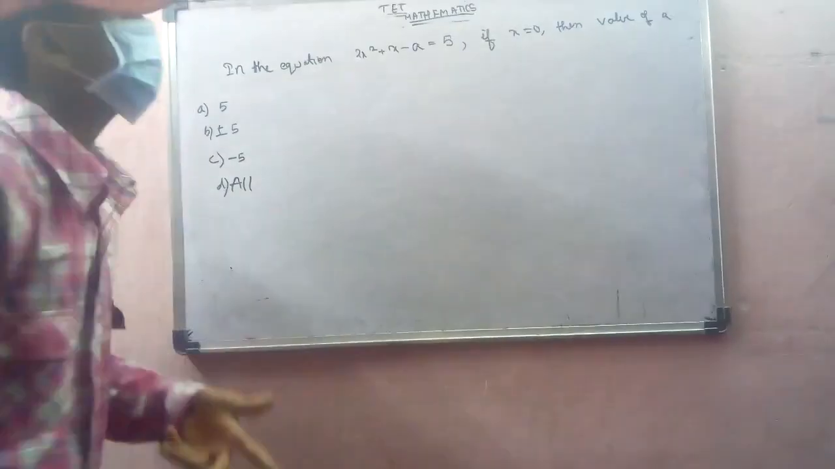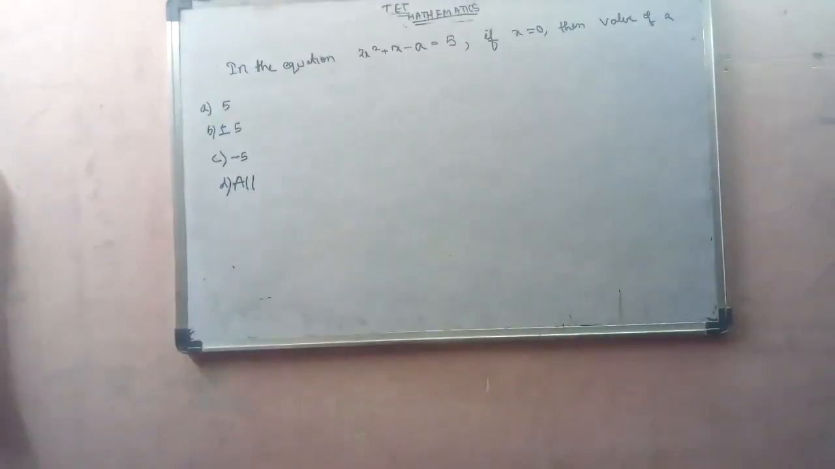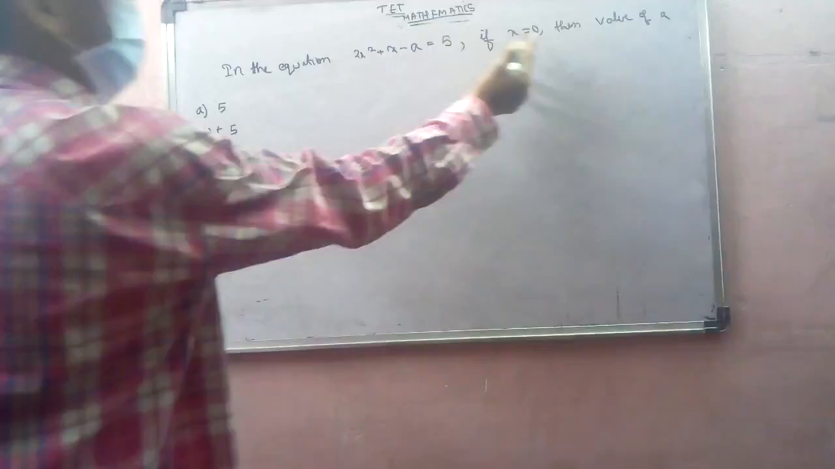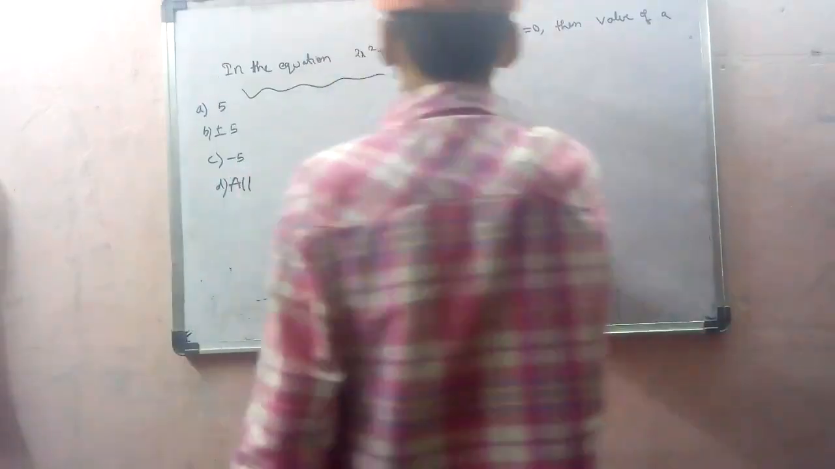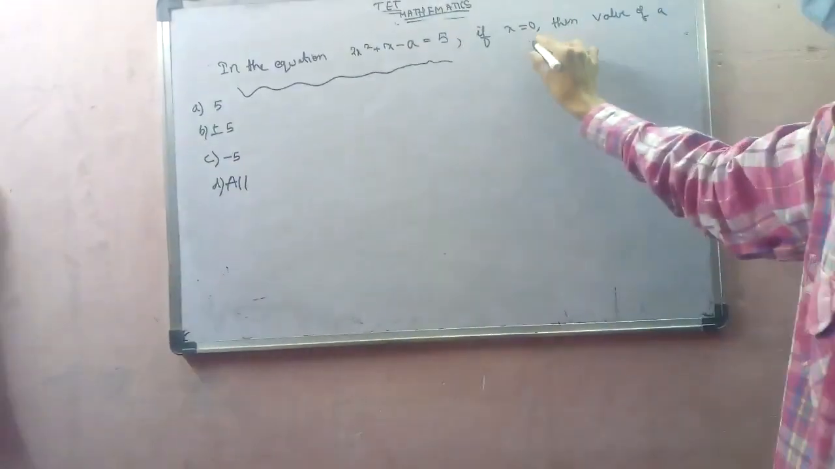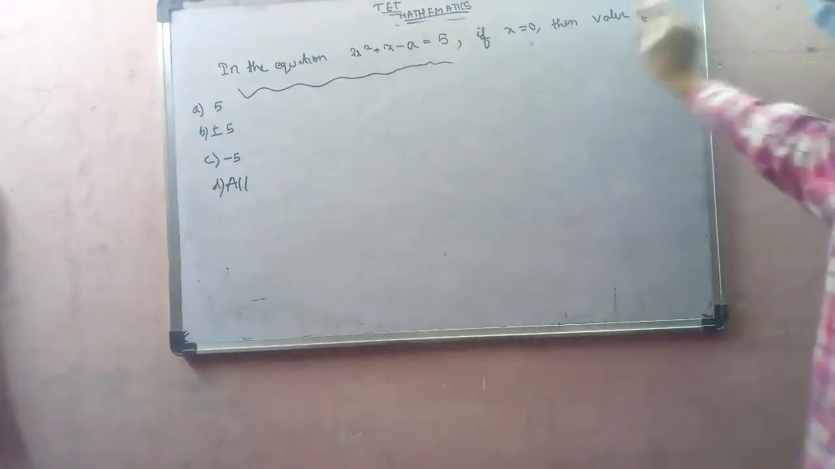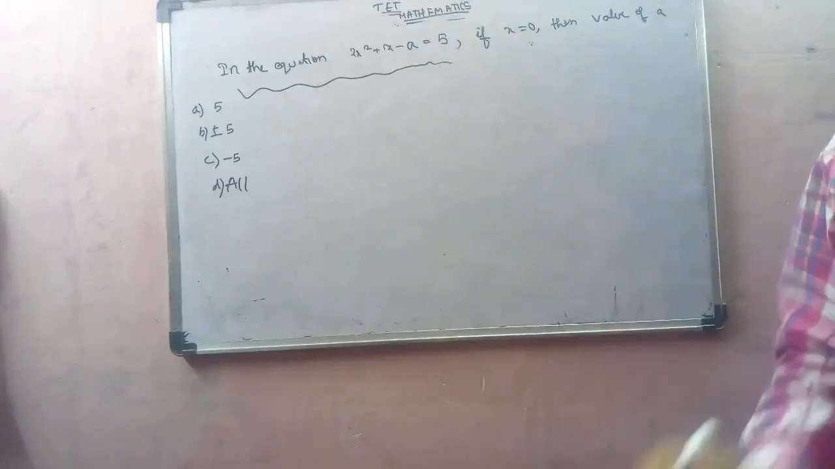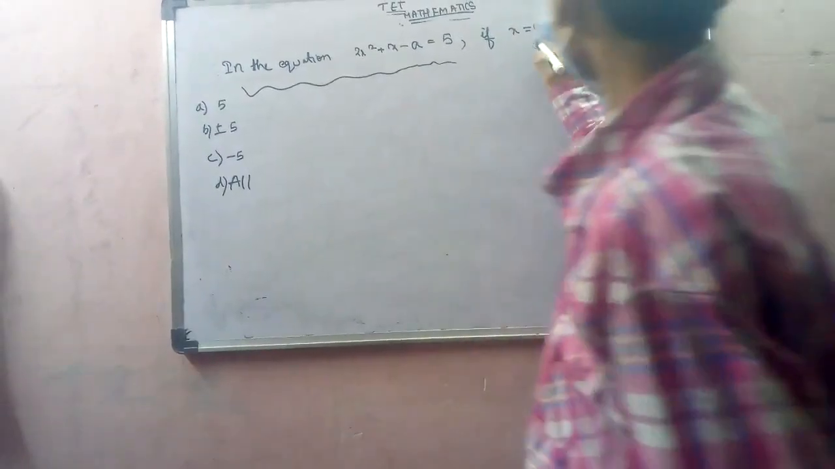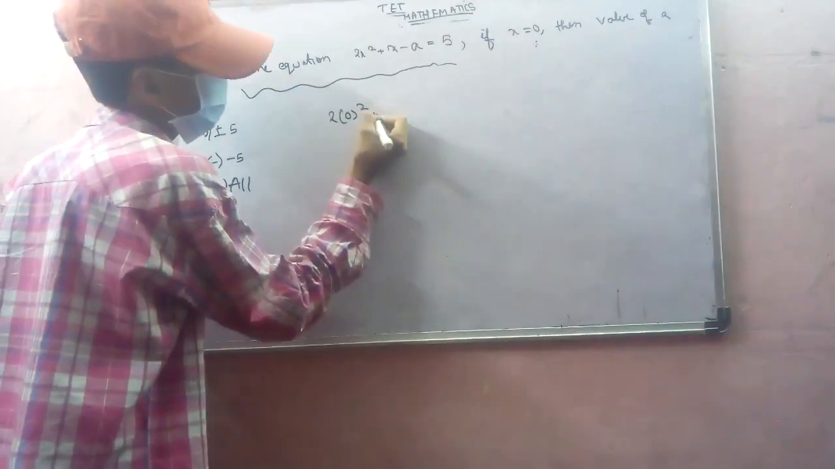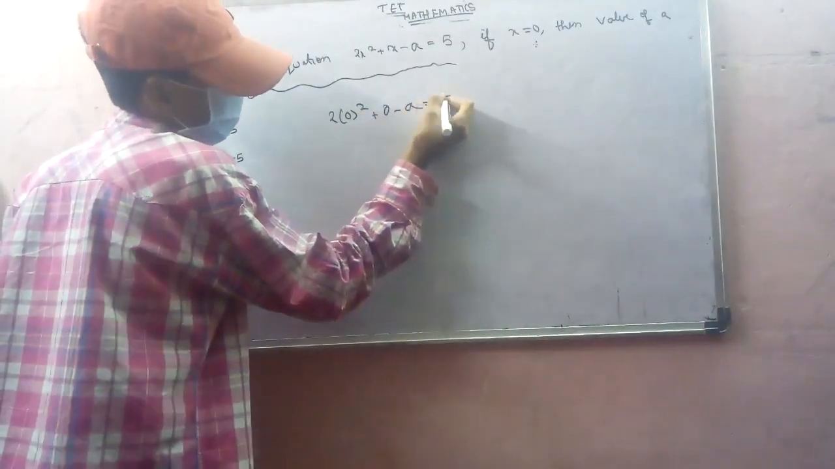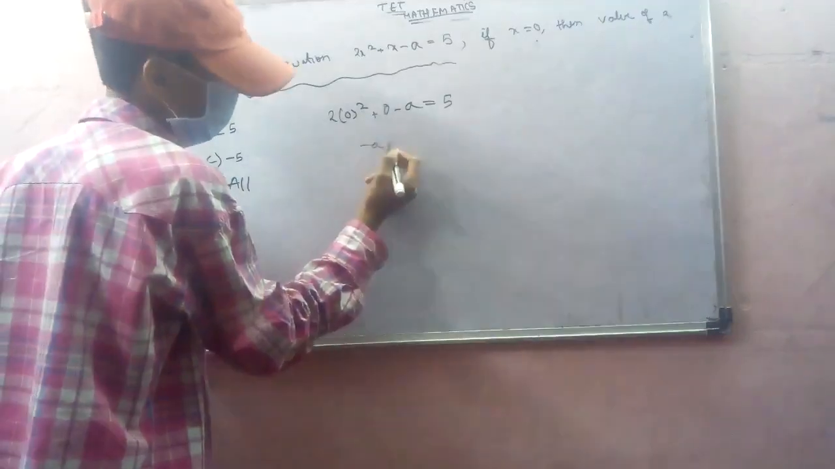So see here, first we should read the question. In the equation 2x square plus x minus a equal to 5, if x equal to 0 means you should keep x equal to 0, then we should find the value of a. Now put x equal to 0 in this, so what you will get? 2 into 0 square plus 0 minus a equal to 5. You will get minus a equal to 5.